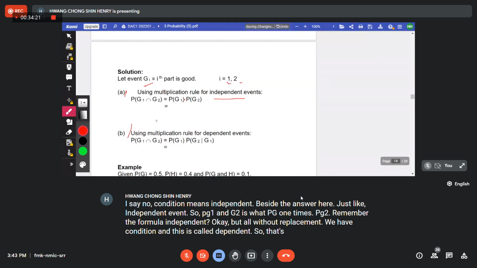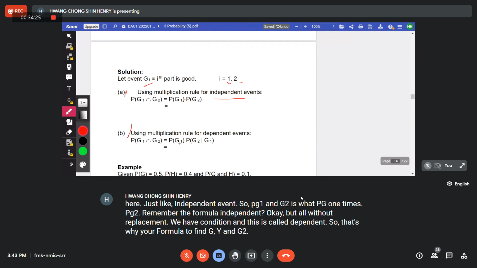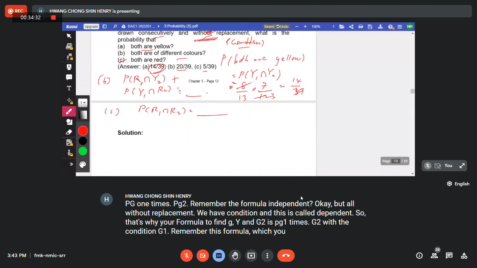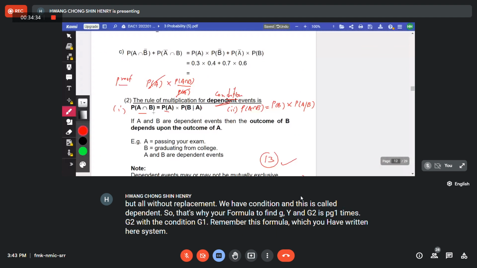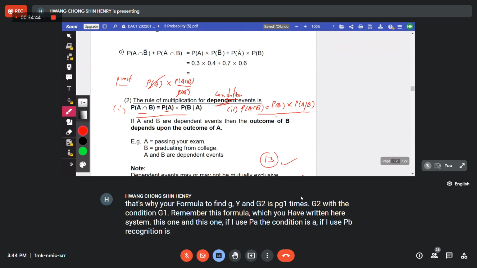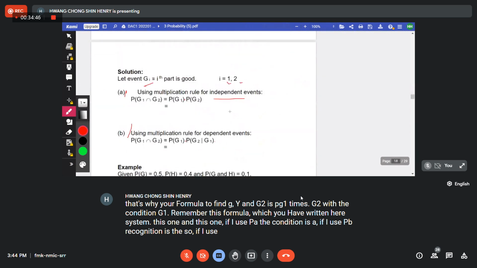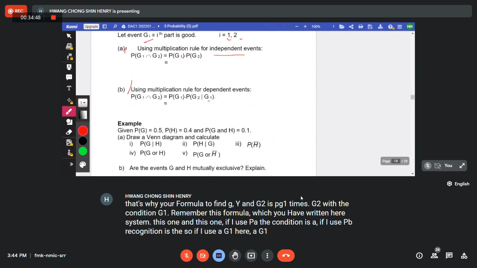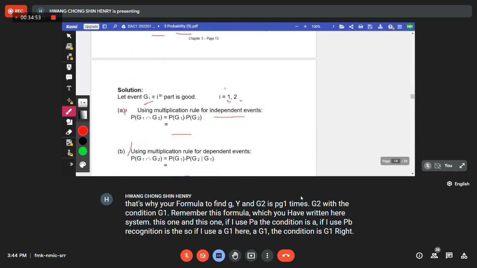So that's why your formula to find G1 and G2 is P(G1) times P(G2) with the condition G1. Remember this formula which I have written here just now. This one and this one. If I use P(A), the condition is A. If I use P(B), the condition is B. So if I use G1 here, the condition is G1. Right? So the answer is here.